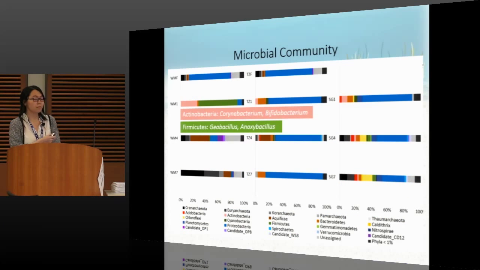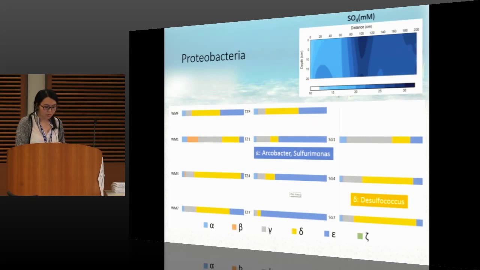So the proteobacteria is dominant in all the samples except for the vent sample. And they dominate with the epsilon and the delta. And this is the community switch that causes the regular sulfate cycle in this area.